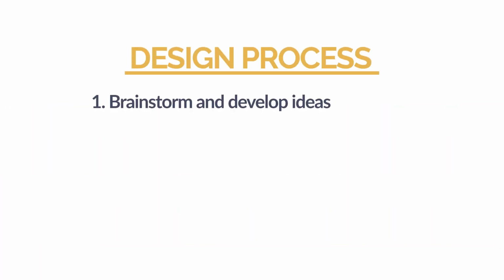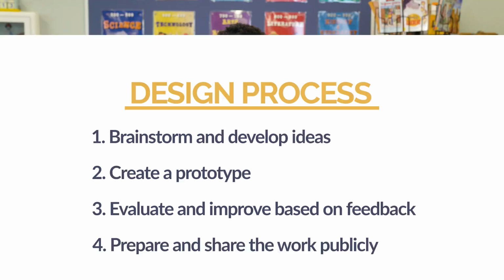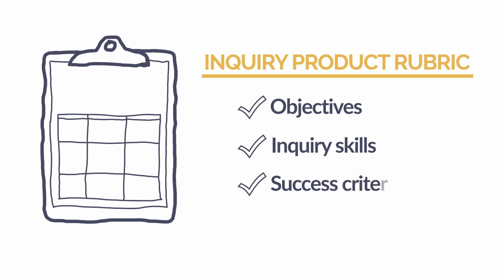Whatever product you and your students choose to create, the lessons of Module 6 will guide you through the stages of the design process, culminating in students sharing their work and reflecting on their learning and accomplishments. One important step in the design cycle that you don't want to miss is co-creating a final inquiry product rubric with students. You'll base your rubric on objectives from the investigation modules, inquiry skills, and student-generated success criteria.